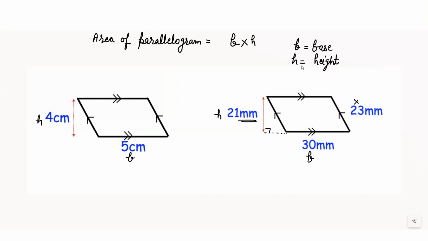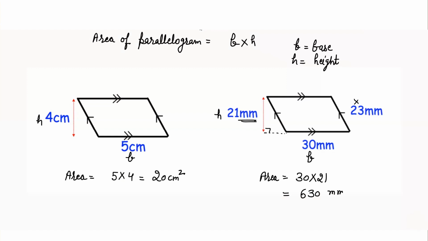Now we will find out what is the area. Since the formula is very simple, B into H, we will do 5 into 4, which is equal to 20 centimeters square. Then we'll find out the area of the second parallelogram. So area is equal to B into H. B here is 30 and H here is 21. So when I multiply 30 with 21, I'll get 630. Now since it's millimeter, that means it will be millimeter square. So this is how you can calculate the area of a parallelogram.